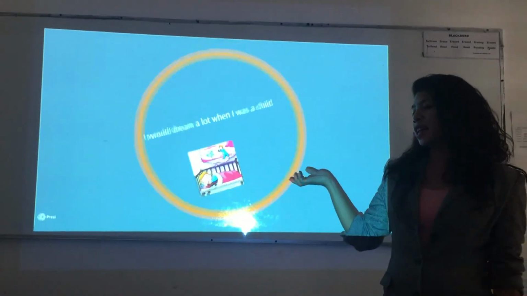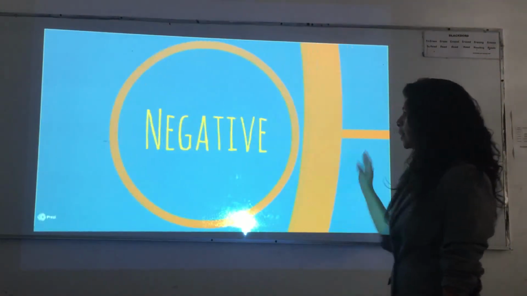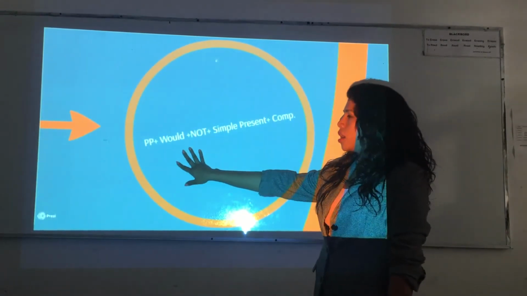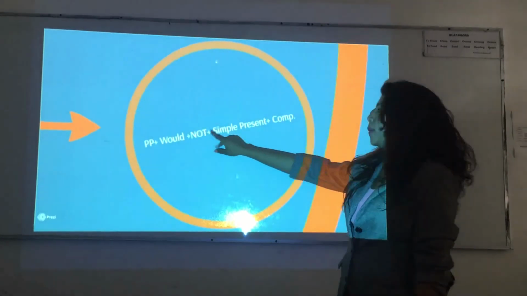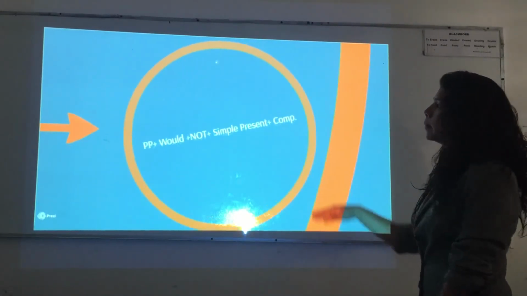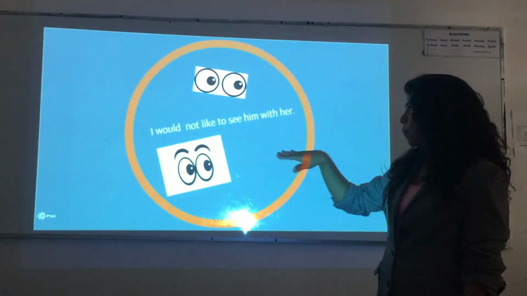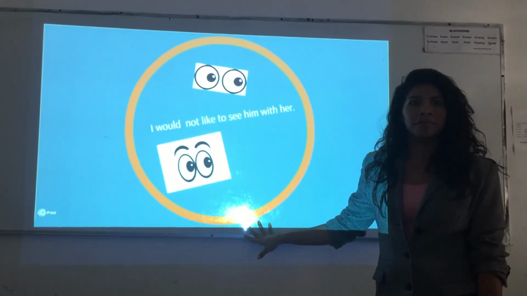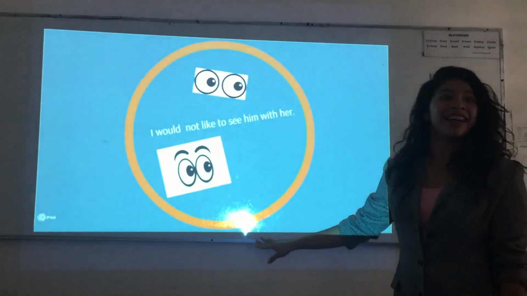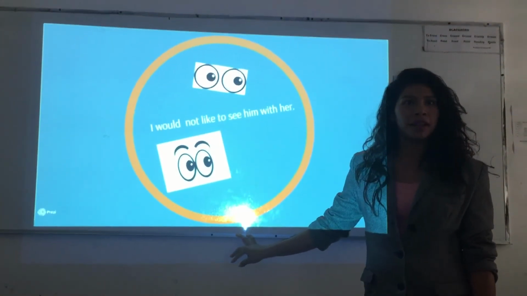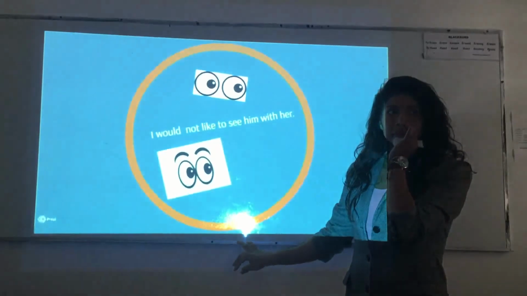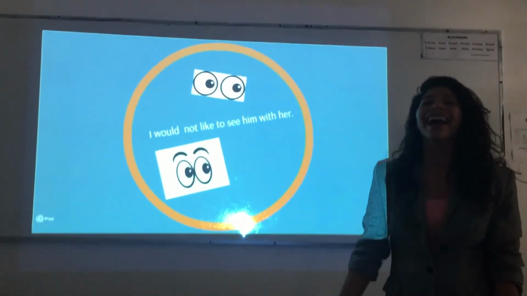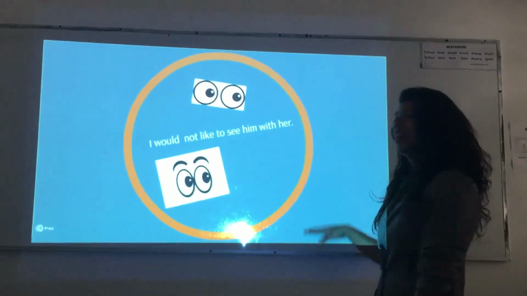The negative form is personal pronoun plus would plus not, or you could do a hyphen plus n't, plus simple present plus a complement. An example is, I would not like to see him with her. Can anybody else give me another example? I would not like to see you with them.